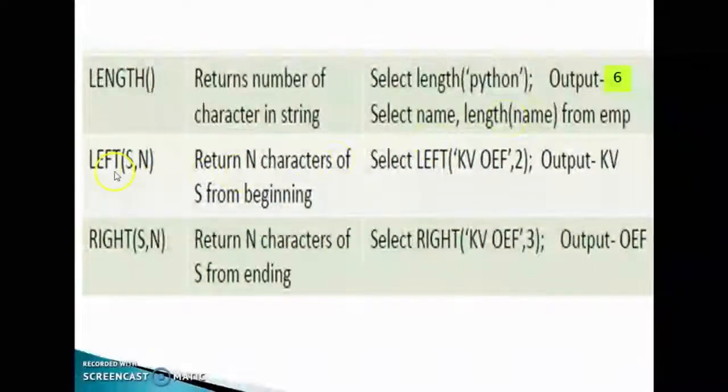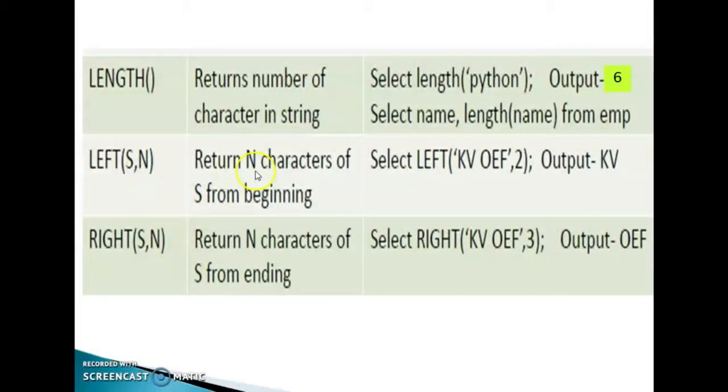Okay, then LEFT(s, n) and RIGHT(s, n). What is it? LEFT returns n characters of s from the beginning. Check this one. From the beginning, it will return n characters, that is the left side of that string. RIGHT returns n characters from the right side of that string.